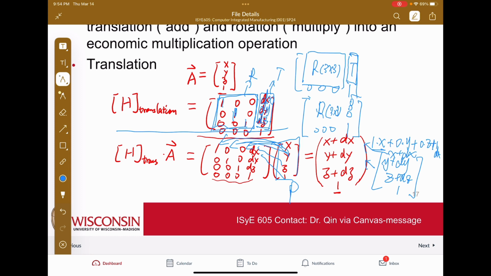Which is this one. So in this way, you put the rotation part to be the unit matrix and put dx, dy, dz here. What will you get? You will get this. That means in this way, you can do translation without rotation.